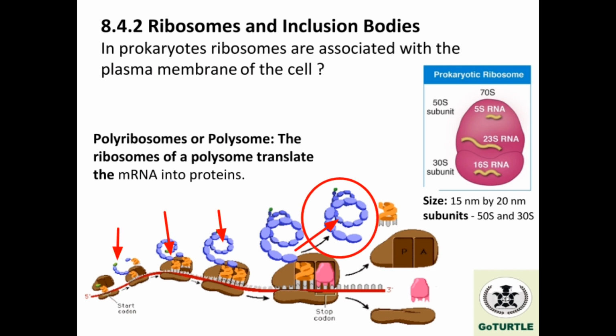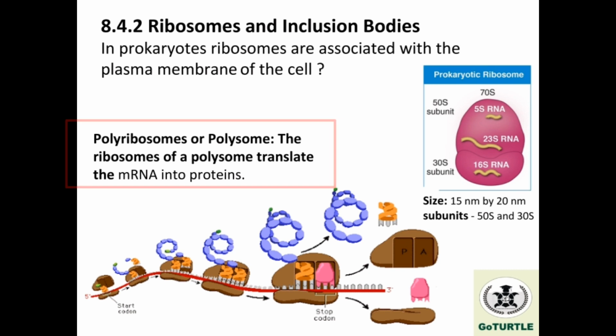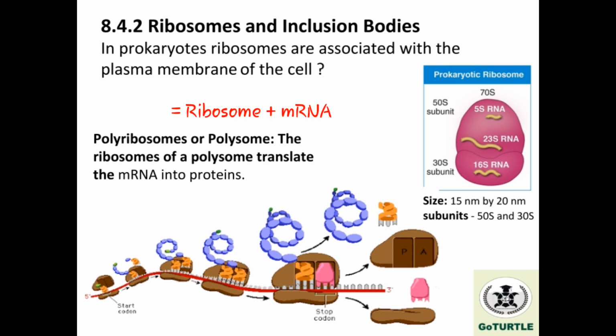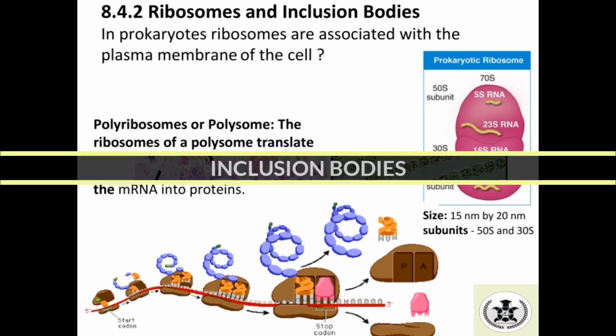So those are polypeptide proteins. Altogether, I want to say that polyribosomes or polysomes, the ribosomes of a polysome translate the mRNA into proteins. And what is a polysome? A group of ribosomes attached with the mRNA. So moving next to the inclusion bodies.